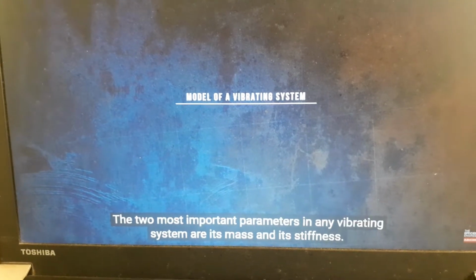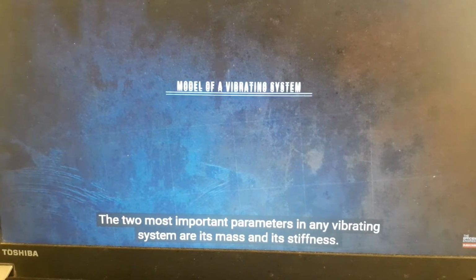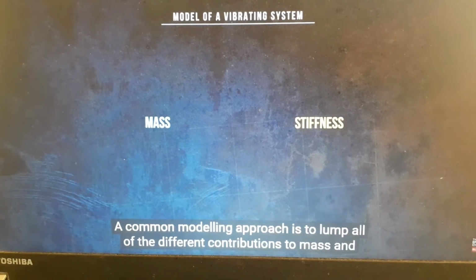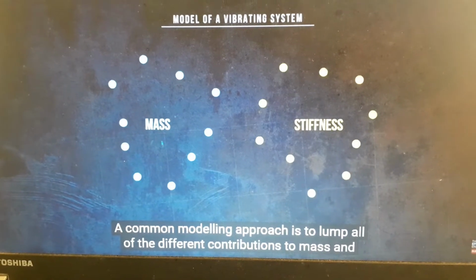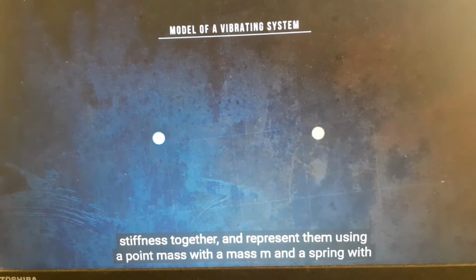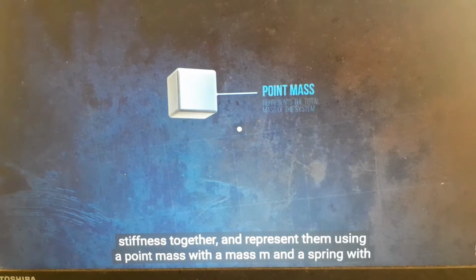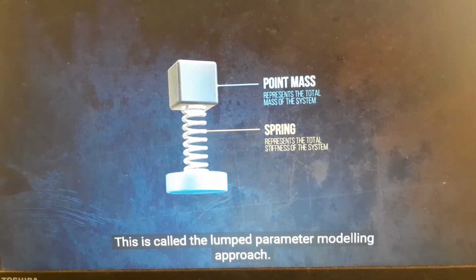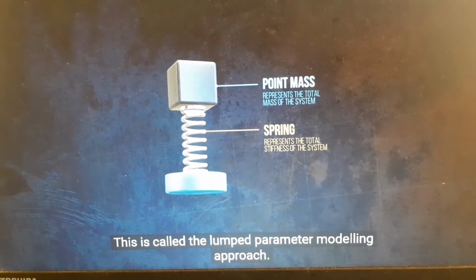The two most important parameters in any vibrating system are its mass and its stiffness. A common modeling approach is to lump all of the different contributions to mass and stiffness together and represent them using a point mass with a mass m and a spring with a stiffness k. This is called the lumped parameter modeling approach.